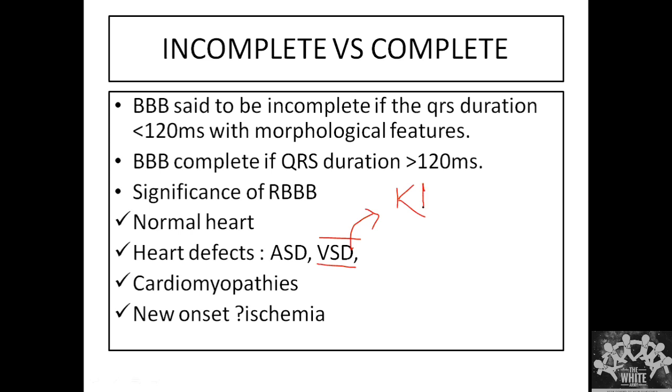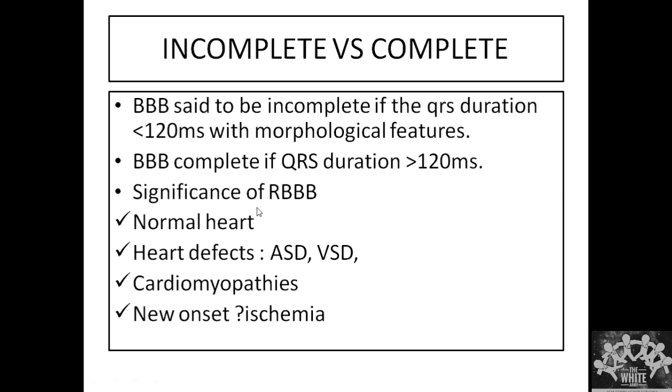Everyone remembers what is the Katz-Wachtel phenomenon? Okay, so that will also be seen: very deep, biphasic QRS along the precordial leads. So that is about bundle branch block. And always a new bundle branch block.